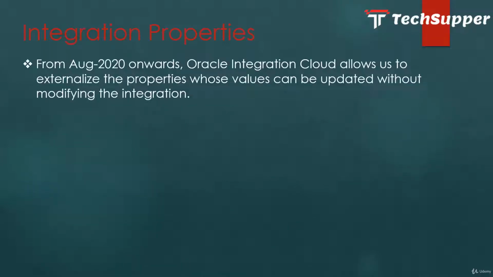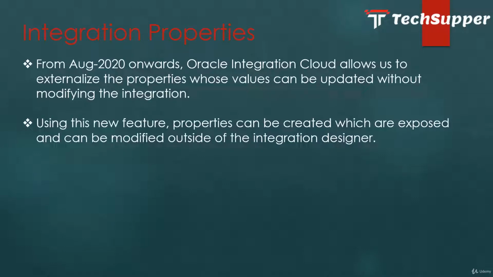From August 2020 onwards, Oracle Integration Cloud allows us to externalize the properties whose values can be updated without modifying the integration. As part of the new release, Oracle Integration Cloud allows us to create properties which can be modified without modifying the integration. If you wanted to create a few properties which can be updated outside of the integration, then this feature will be very useful.